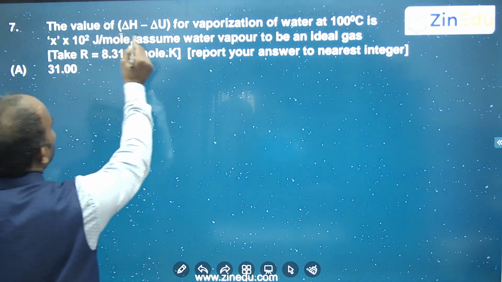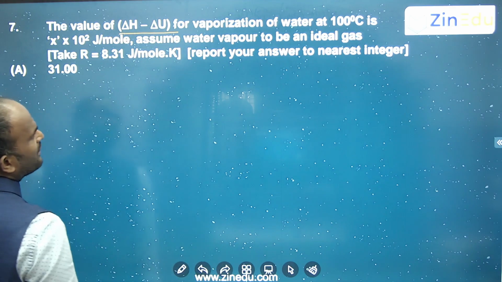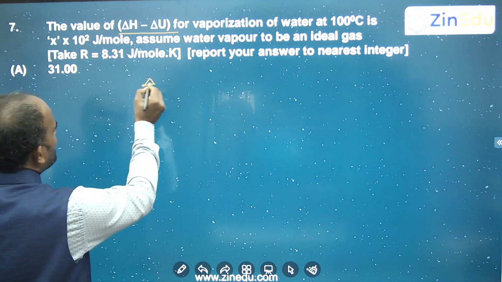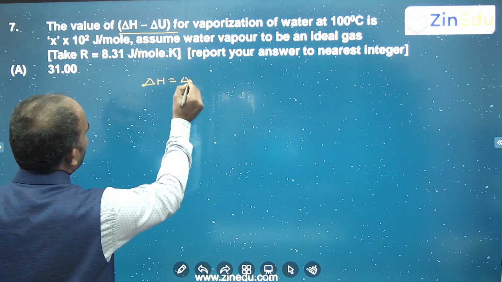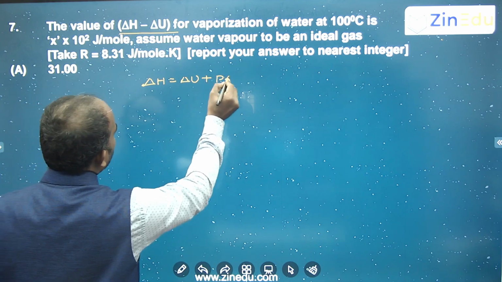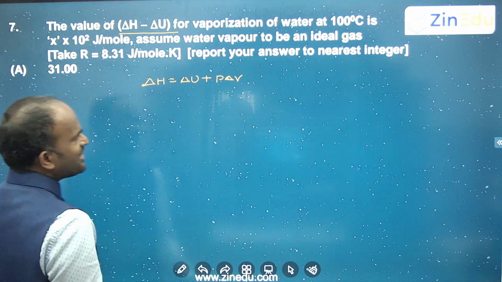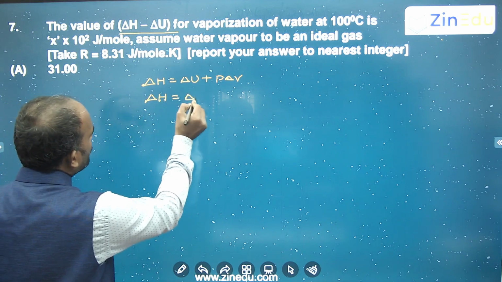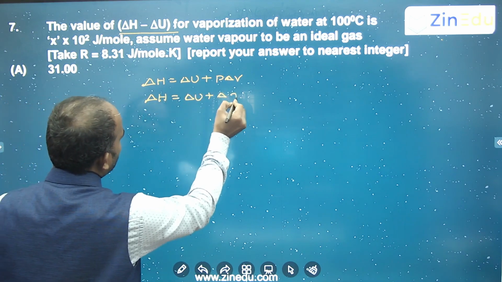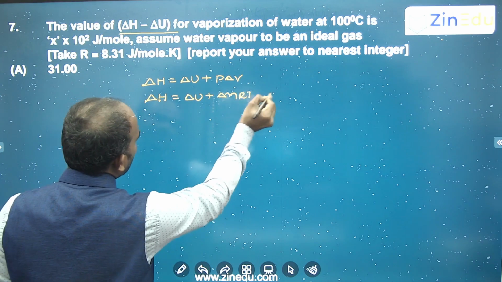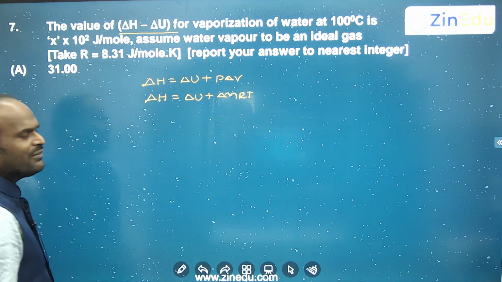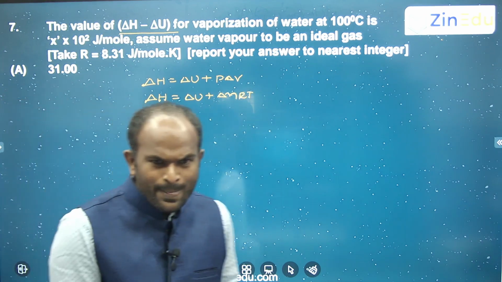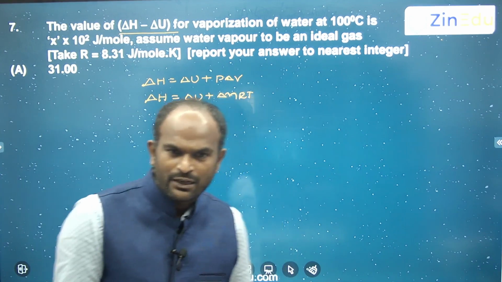The value of delta H minus delta U for the vaporization of water. Actually delta H is equal to delta U plus P delta V. This is for the physical change of the process. Delta H is equal to delta U plus delta n RT for the chemical reaction, when there is a change in the number of moles. When will there be a change in the number of moles? If a chemical reaction takes place here.